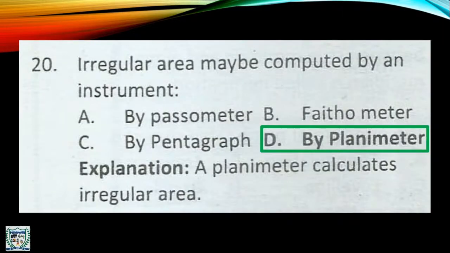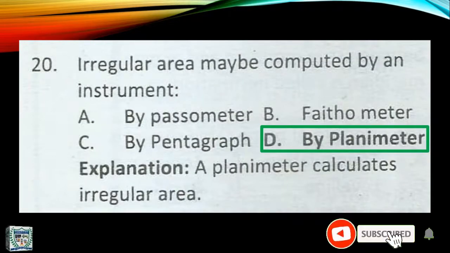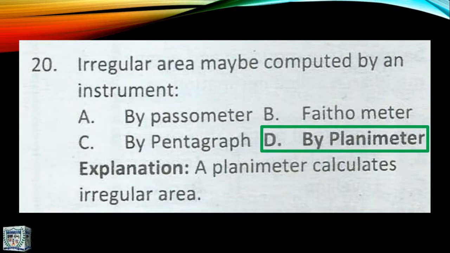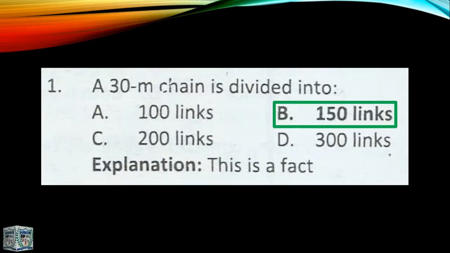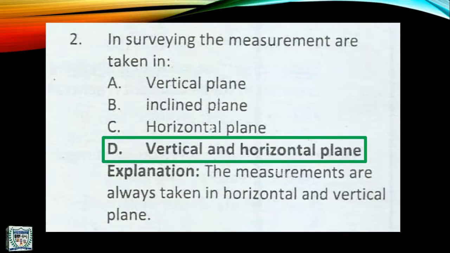Question 20. Irregular area may be computed by an instrument. Option D, by a planimeter. A planimeter calculates irregular figures or area. Set number 3. Question 1. A 30-meter chain is divided into option B, 150 links. It's a fact.